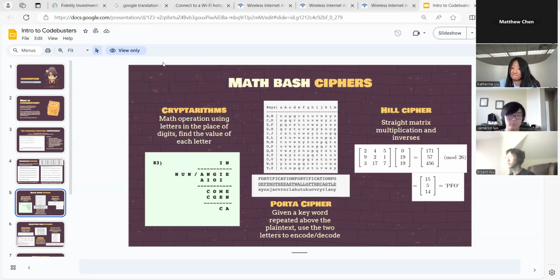Did you go over Hill? Yeah, I did not. Okay. So Hill, it's just like matrix multiplication, and that's literally it. It's mod 26, and if you want to work on that, you'll just check the Scioly wiki for the formula, and then you just memorize that and know how to work in mods, and that'll give you everything you need.